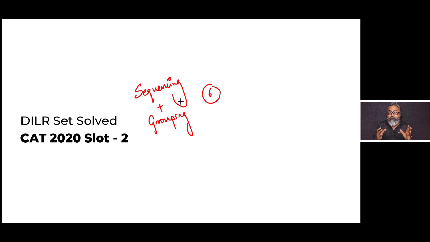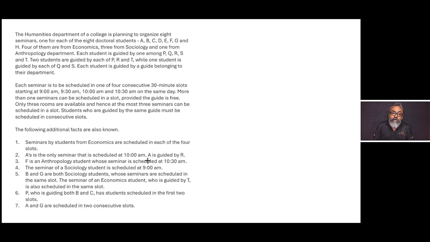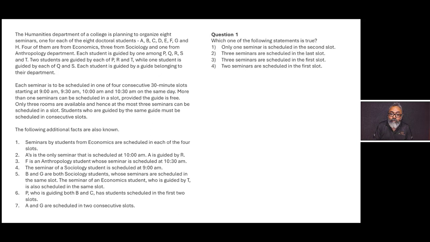How do I solve sequence and grouping sets? These are the standard analytical reasoning or logical reasoning questions, and this can be solved in a very systematic manner. So I'll explain as we see this particular set. We have a setup that is given, and we have got 6 questions that follow.